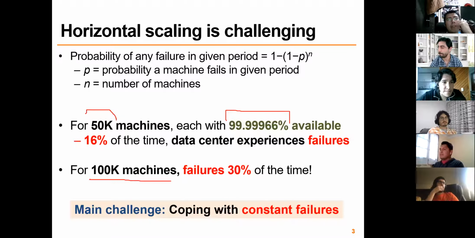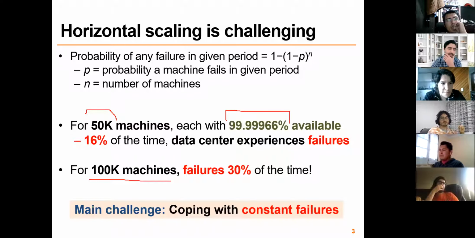When you say a failure, you mean it can be one machine, right? Not a full cluster. No, just one. So what it means is that for 100K machines, 30% of the time you have a failure in your network. Not all the network, but there are some servers that are failing.